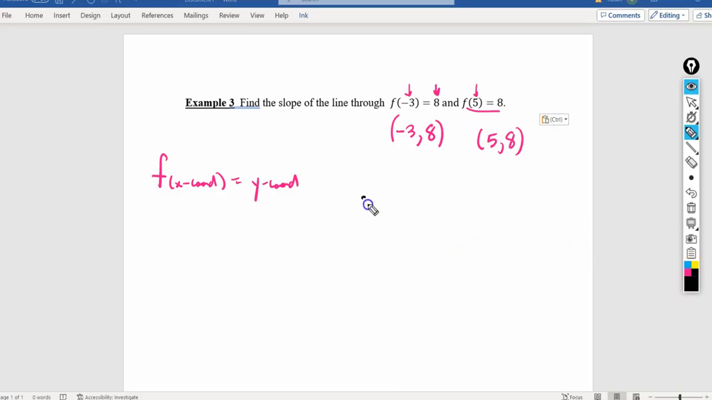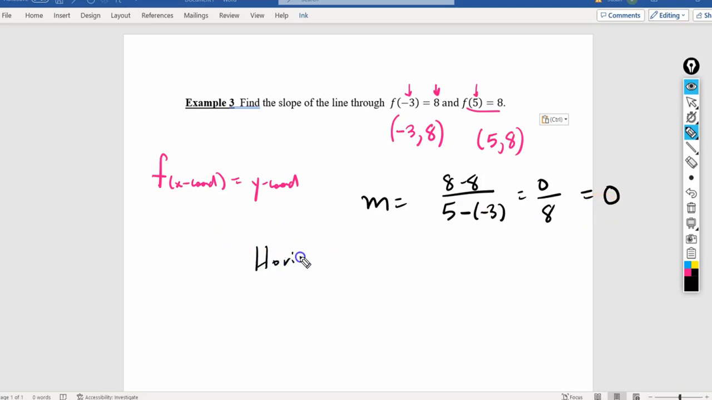So the slope is going to be the difference in the y's divided by the difference in the x's. And that's 5 plus 3. And 0 divided by 8 is the number 0. So that is defined. This has slope 0. So we have a horizontal line. And remember, the equation of a horizontal line is y equals, and then where it comes into contact with the y-axis. And you can see the y coordinate, y equals the y coordinate. Every point on this line will have a y coordinate of 8.